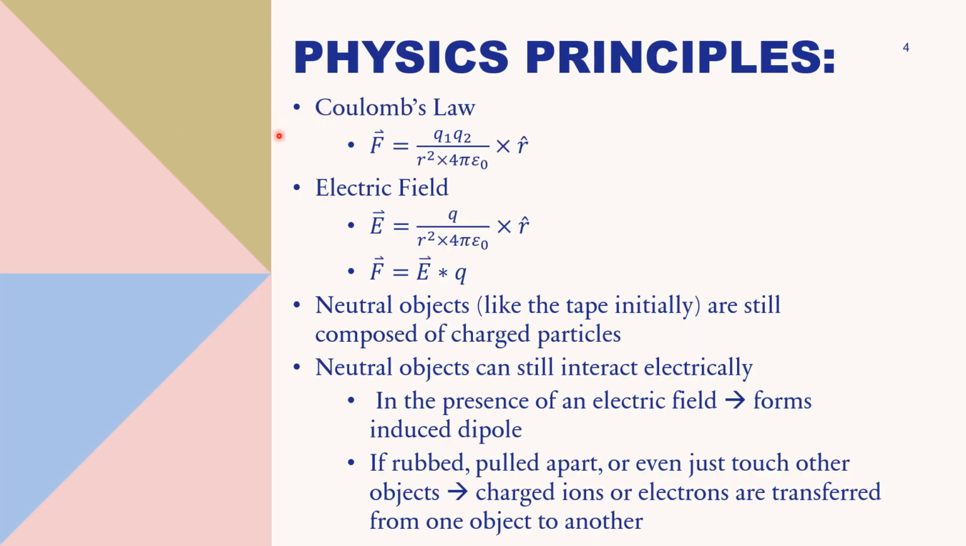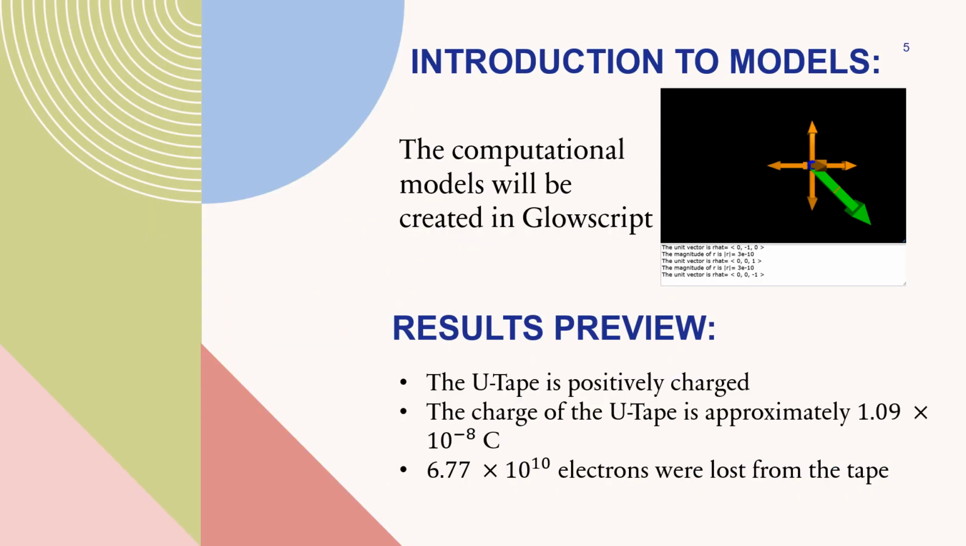Some important equations will be Coulomb's law, which calculates the electrical force, the calculation of an electric field, and a way to calculate the electrical force using the electrical field and the charge of an object at the observation location. Neutral objects in this experiment are interacting electrically with one another because they're composed of charged particles. Specifically, the two pieces of tape are pulled apart, causing charged ions or electrons to be transferred from one piece to the other. The computational models, of which there will be two, will be created in GlowScript.